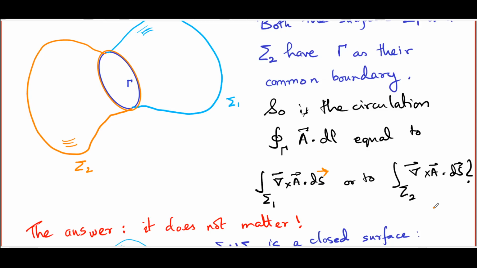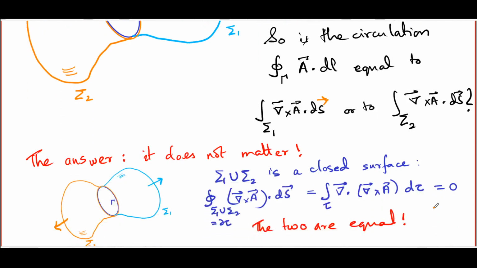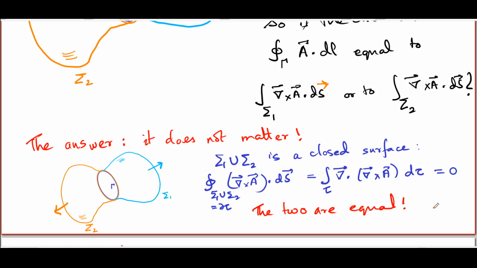In other words, as long as gamma is the boundary of the surface, no matter which surface you choose, curl of A dot dS will have the same integral over the surface. So it will not matter whether you choose sigma 1, sigma 2 or any of the infinitely many other surfaces whose boundary is given by gamma. To realize why that is, just take a look at the union of sigma 1 and sigma 2. Sigma 1 union sigma 2 is a closed surface.